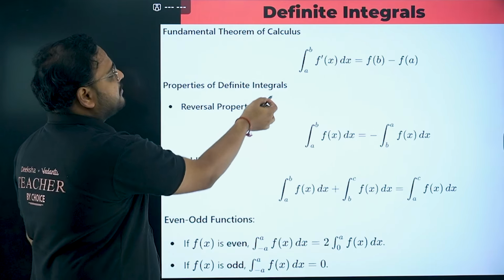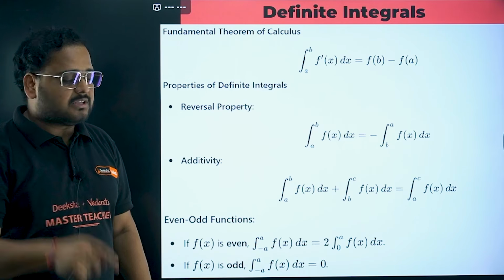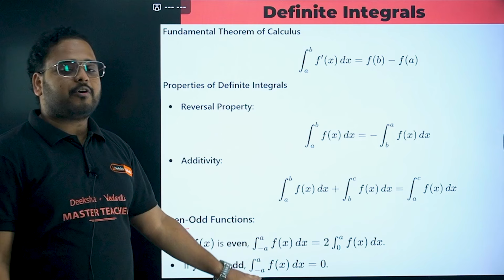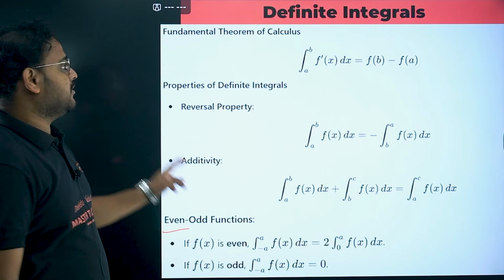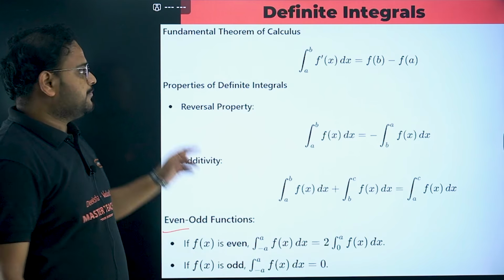Properties of definite integral. Again, there are many. 7 properties are there in NCERT. Revise all the 7. Even odd function, the property is there. Integral from minus a to a, for even function becomes 2 times integral 0 to a, for odd it becomes 0. Directly a question can be asked on this. They ask you to prove this property and solve a question also.